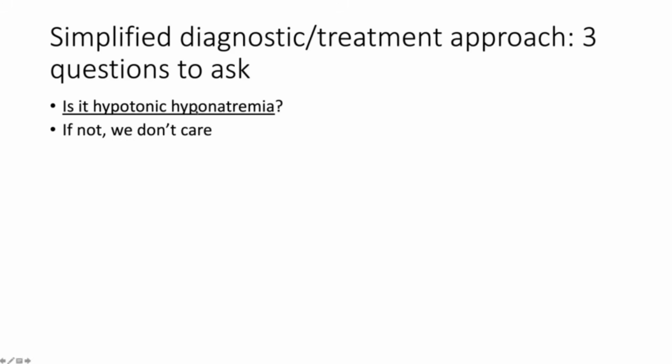So I'm going to go over this again briefly. When you're looking at hyponatremia, there are basically 3 questions to ask. The first is, is it truly hypotonic hyponatremia? Like we discussed briefly, if you have high other things like glucose or really high BUN, you could have high osmolarity or high tonicity, but low sodium. In that case, we don't care if the sodium is low.